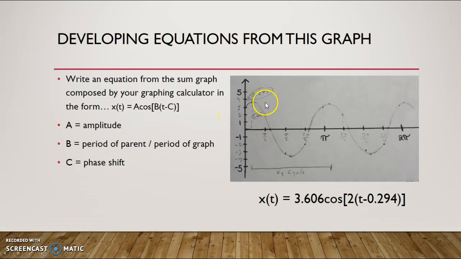And so we wrote this equation in the form of cosine. A equals amplitude, B equals the period of the parent function divided by the period of the graph, and C is a phase shift, or a horizontal shift. 2.94 phase shift to the right, 3.606 amplitude. Now the period is still the same.